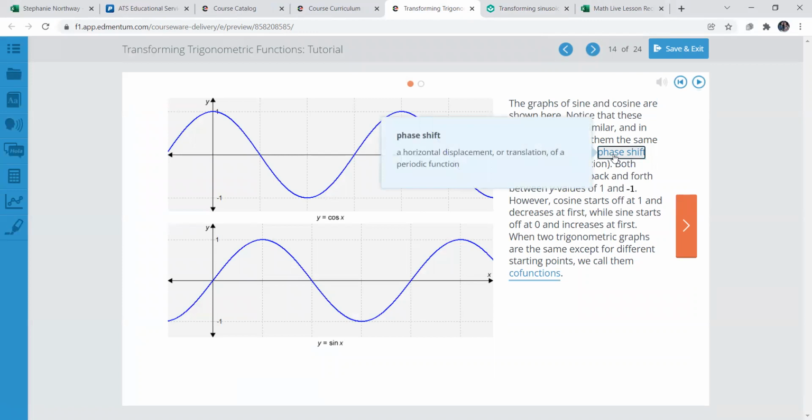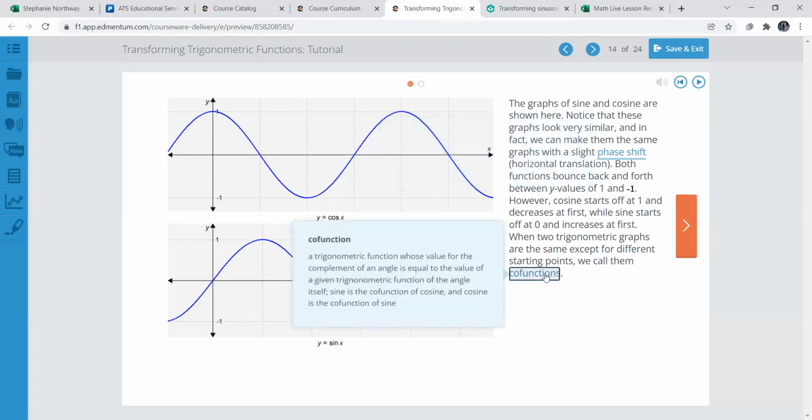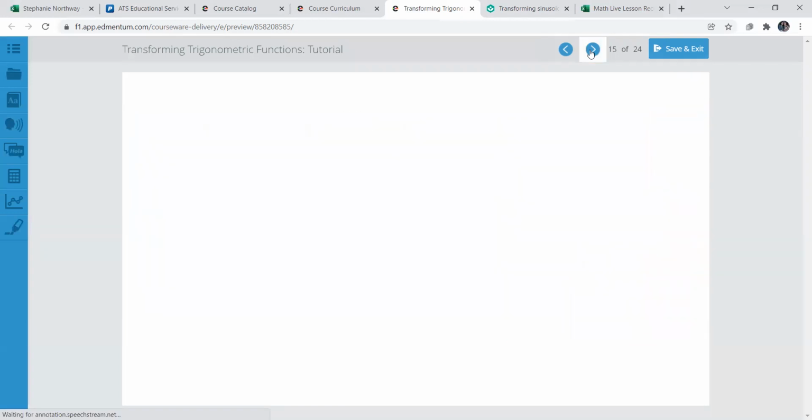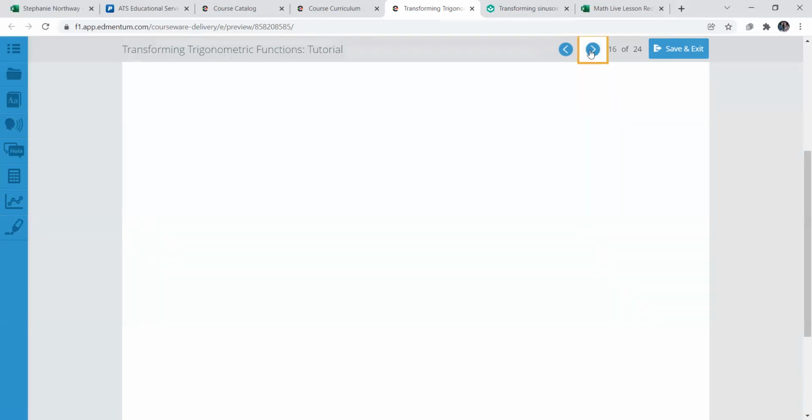Phase shift is the horizontal displacement or translation of a periodic function. Cofunction: a trigonometric function whose value for the complement of an angle is equal to the value of a given trigonometric function of the angle itself. Okay, then sine is the cofunction of cosine, and cosine is the cofunction of sine. They kind of go hand in hand together, as you can see. And then here's just a couple examples. Let's get the question.